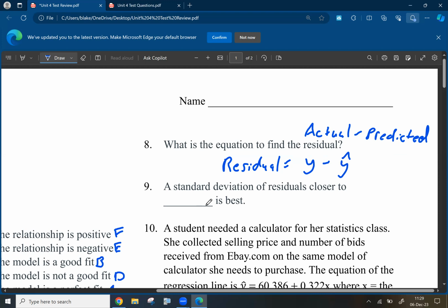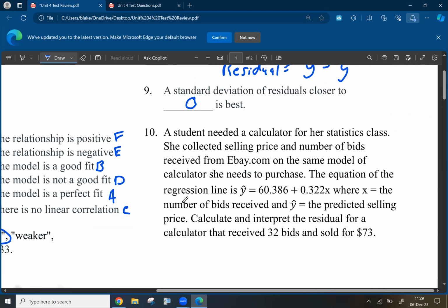Number 9, standard deviation of residuals closer to 0 is best. A smaller standard deviation means the points are more compact and close together. And if they're more close together, then that means there's a stronger relationship between the variables. So standard deviation closer to 0 is best.